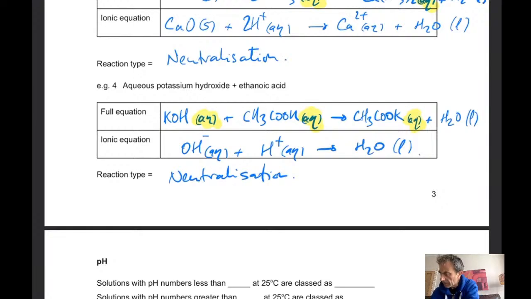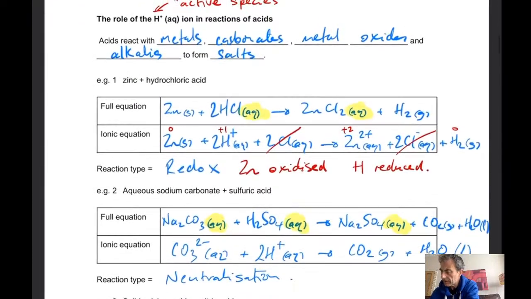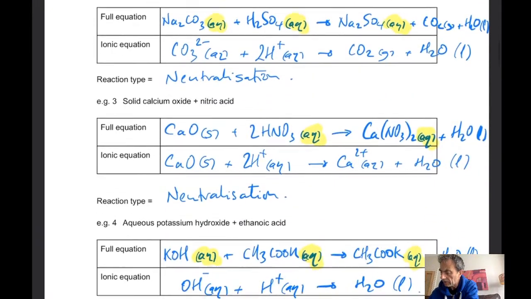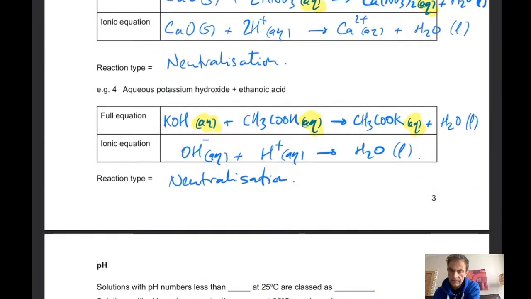So the reason why that part of the notes has the title at the top there, the role of H plus ions in the reactions of acids, you can see from the ionic equation that it is the H plus ion that's actually reacting, being involved in all of those reactions, and that's why I call it the active species.